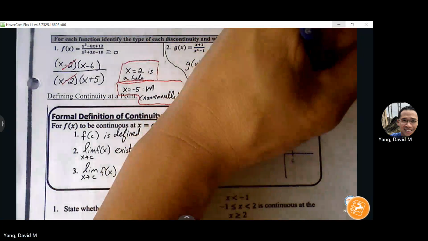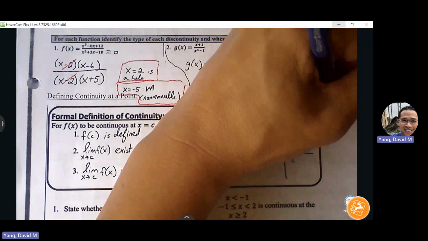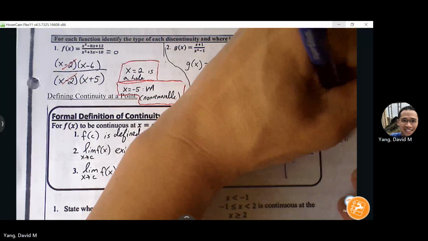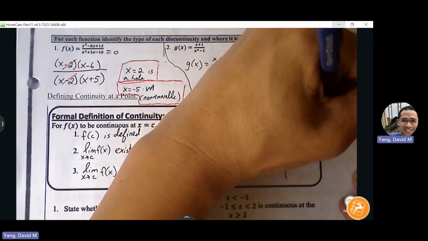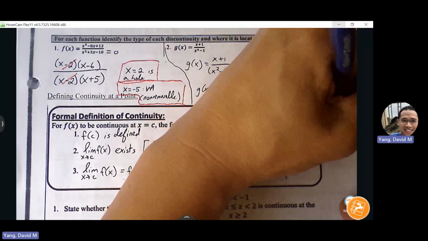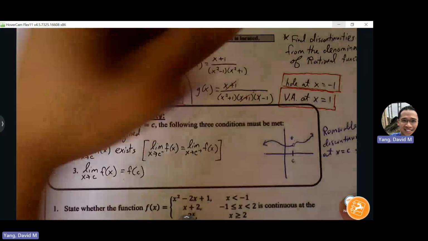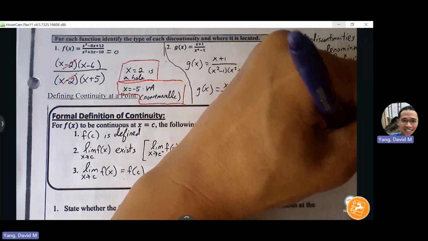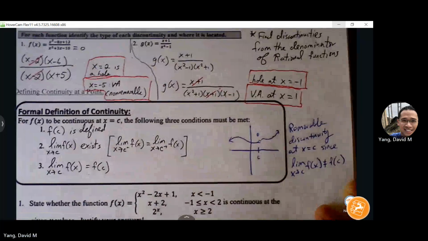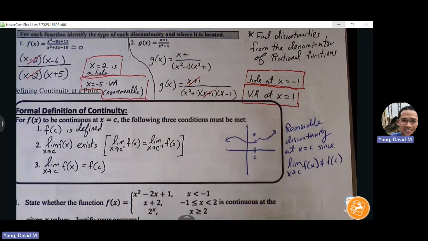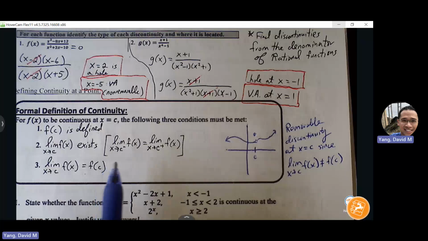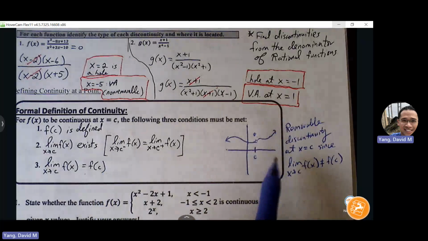So this one would be a removable discontinuity at x equals c, since the limit as x approaches c of f of x does not equal f of c. Okay, so I'm just working a quick example of how to phrase it, or how to justify your answer if it does not pass that third condition.